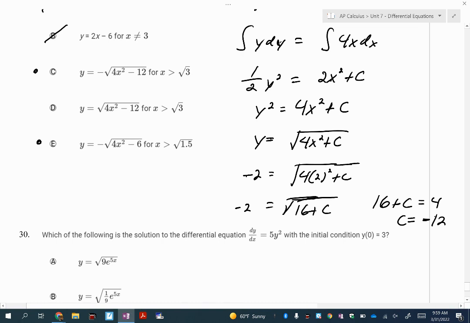So I know it's going to be C or D with a negative 12, but I need that negative in there. I need that negative because when I plug it in, I need to eventually take the opposite of that square root to give me that negative 2. So the answer choice is C.